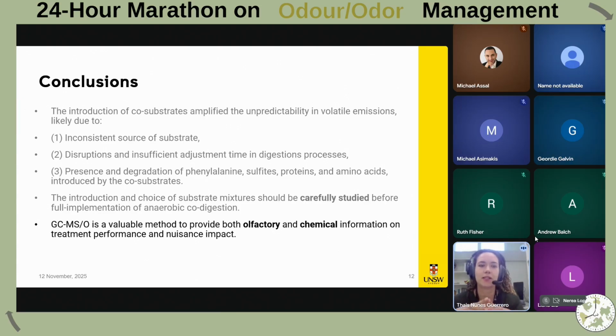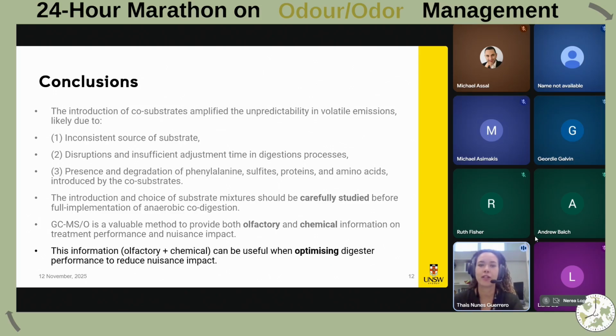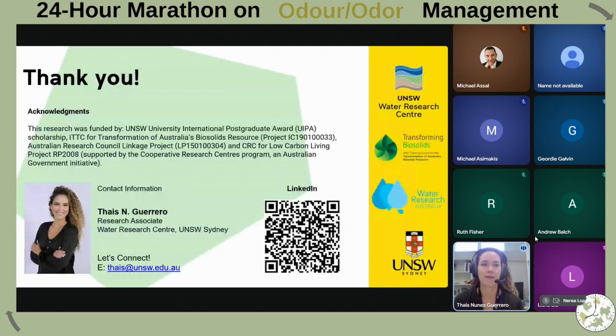And then GCMS with the sensory is a valuable method to provide both olfactory and chemical information on treatment performance and nuisance impact. And having this information can be useful when optimizing digester performance to reduce nuisance impact, because we want to make odor an operational priority, not just an inconvenient byproduct from the wastewater treatment or biosolids management. That's it from me.